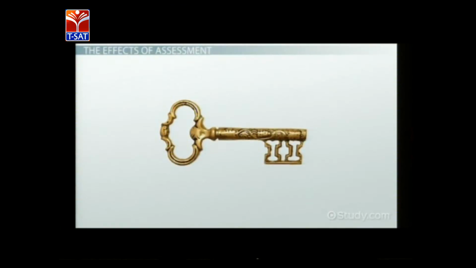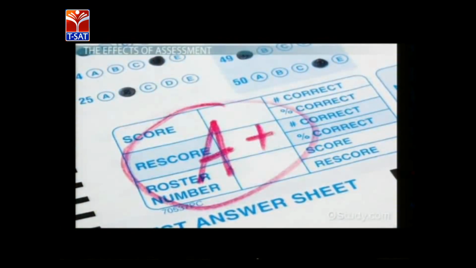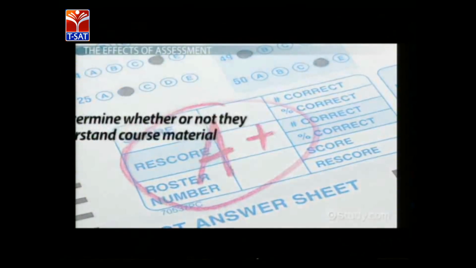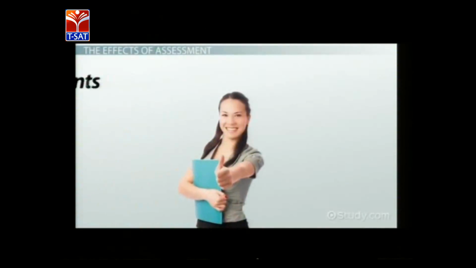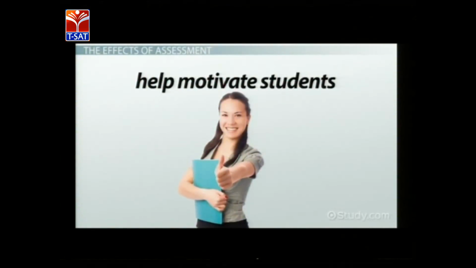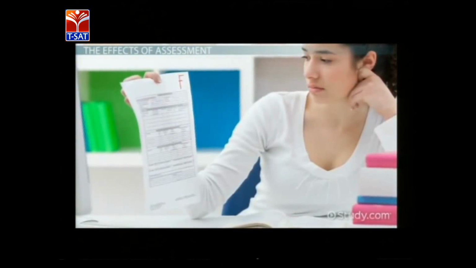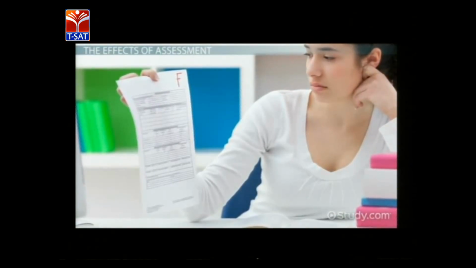Student learning. Assessment is a key component of learning because it helps students learn. When students are able to see how they are doing in a class, they are able to determine whether or not they understand course material. Assessment can also help motivate students. If students know they are doing poorly, they may begin to work harder.